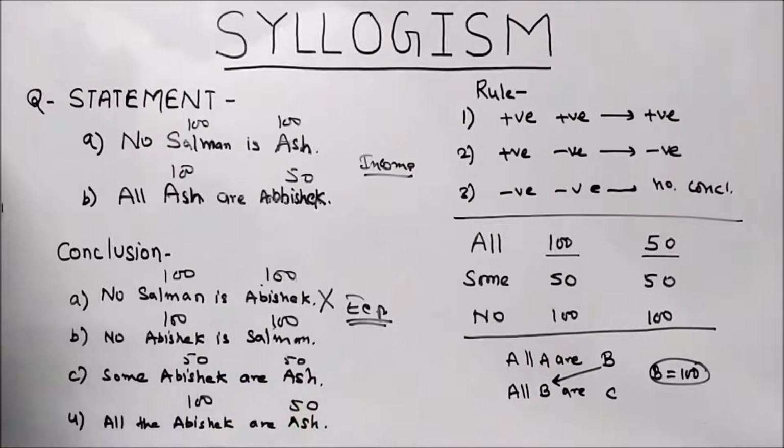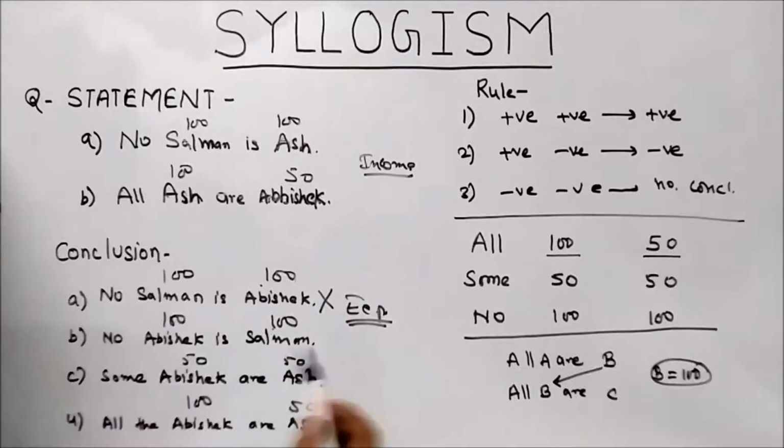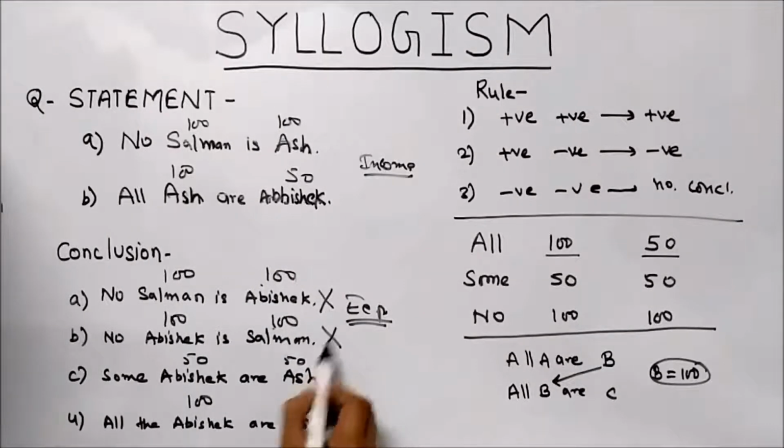Now check second conclusion. No Abhishek is Salman. Here Abhishek is 100. Here Abhishek is 50. Again income is less than expenditure. So this conclusion cannot be true.